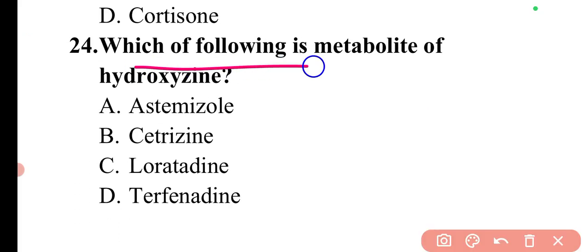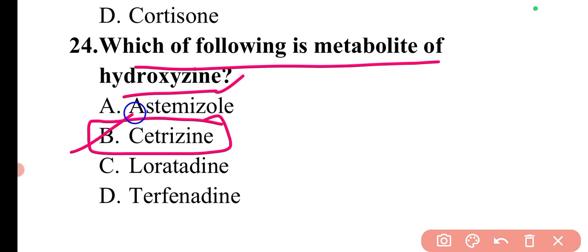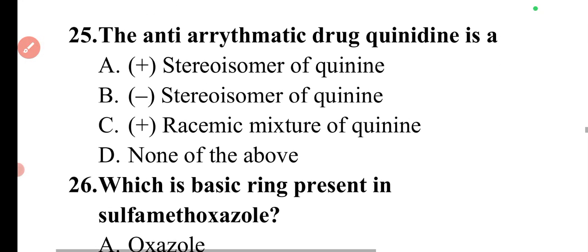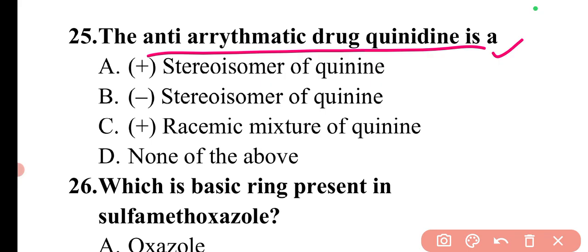Next question is: which of the following is a metabolite of hydroxyzine? So the metabolite of hydroxyzine is cetirizine. So here option B is correct. This is basically an antihistaminic drug. Then coming to the next question: the antiarrhythmic drug quinidine is a.